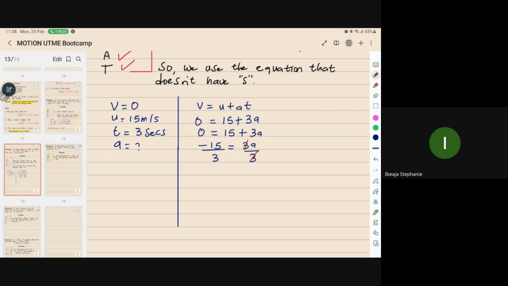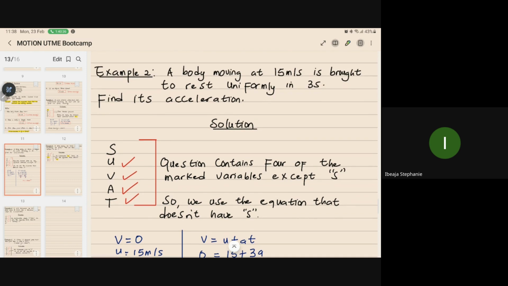So 3 will cancel. So that A is equal to what? Minus 5 meter per second. Do you know what it means? It means that, remember, it was brought to rest. That means that it is decelerating.